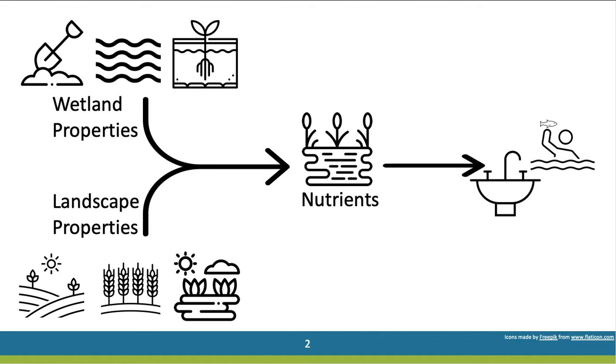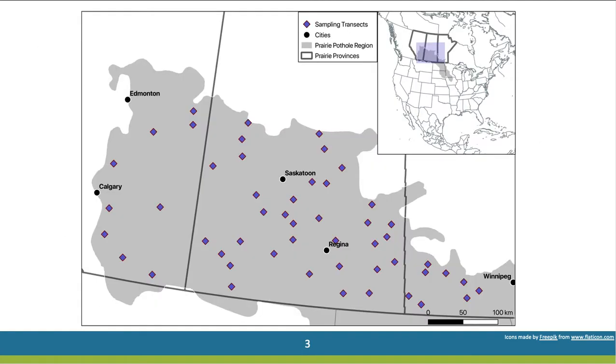So we've started to investigate what the current concentrations of phosphorus are in our wetlands across the prairies, because, well, we don't totally know yet. So this work uses data collected from 150 wetlands across the prairies. Each one of those dots represents a transect, and on each of the transects we sampled 3 wetlands.